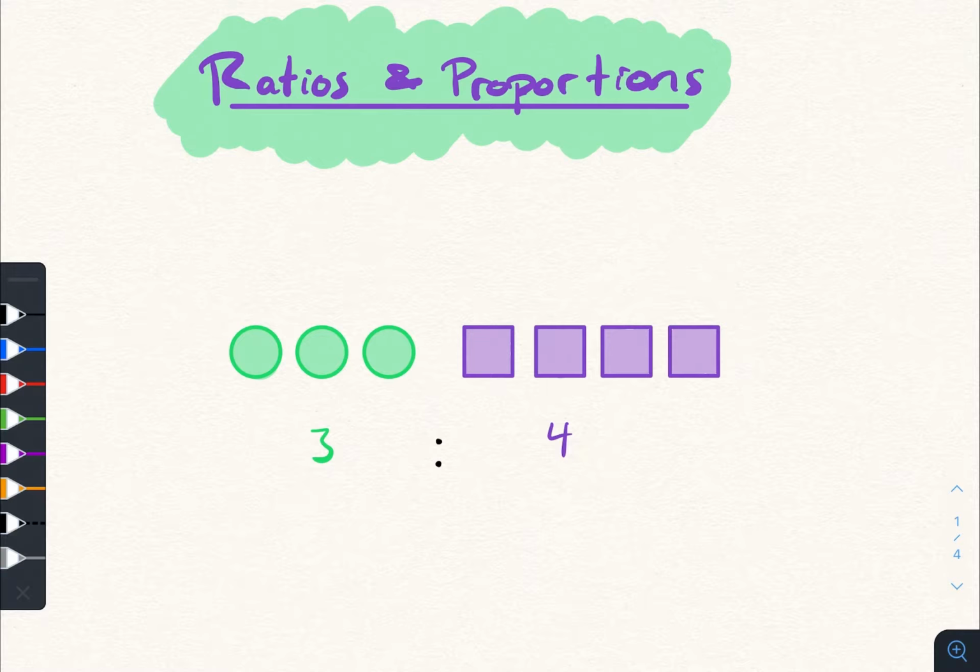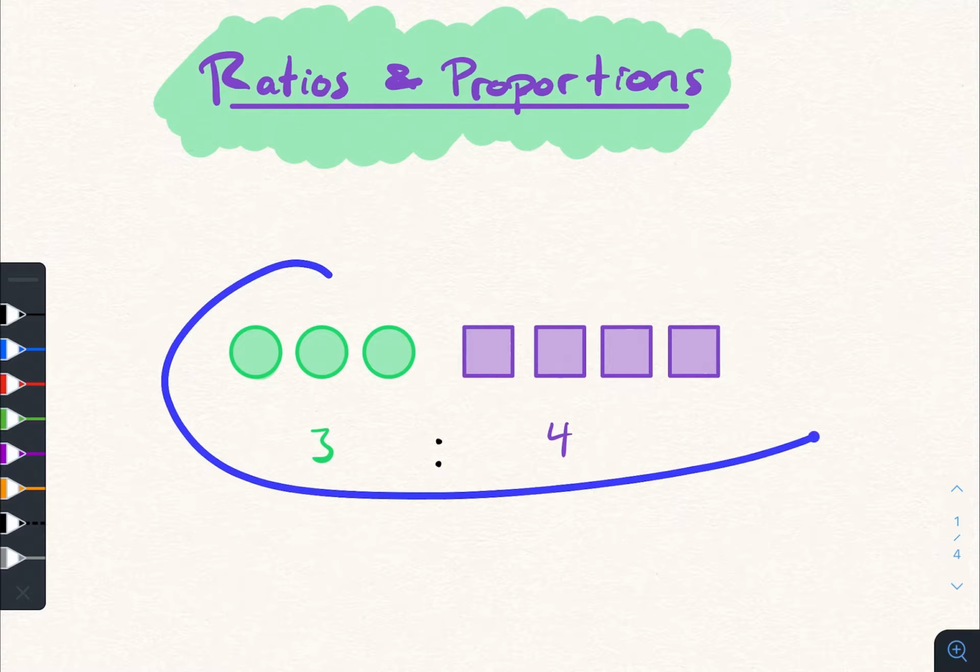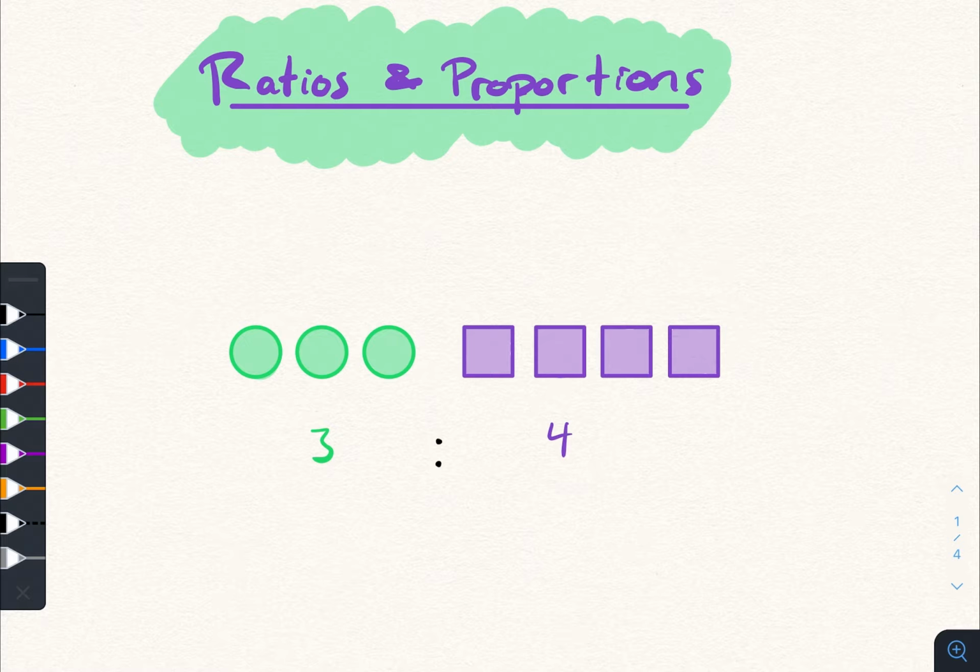Here I have a picture of the ratio 3 to 4. I have 3 circles on the left and 4 squares, so the ratio is just 3 circles to 4 squares. What exactly is a ratio? The definition is not very enlightening.